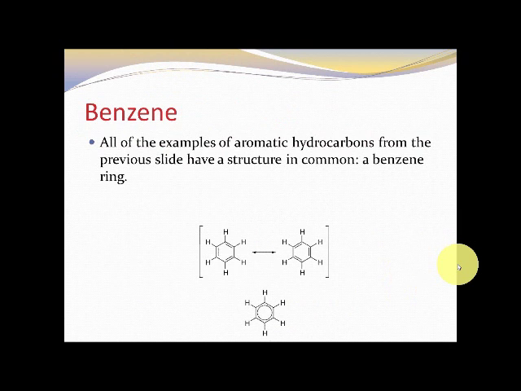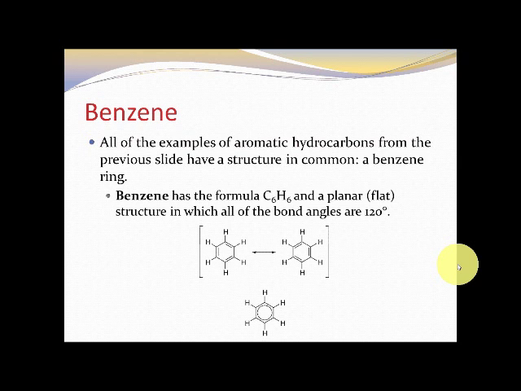One type of aromatic hydrocarbon is a benzene ring. Every single one has a benzene ring from the previous slide. The benzene ring has a formula of C6H6 and has a planar, which means it's flat, structure in which all the bond angles are 120 degrees.